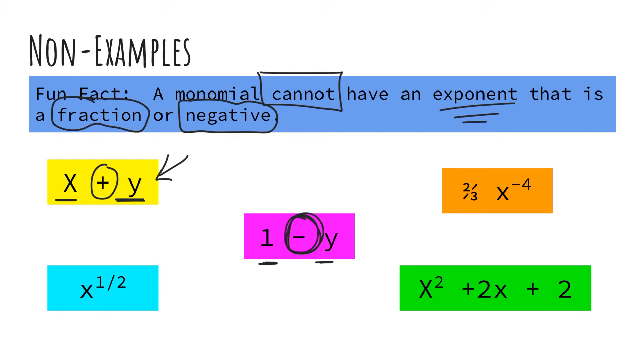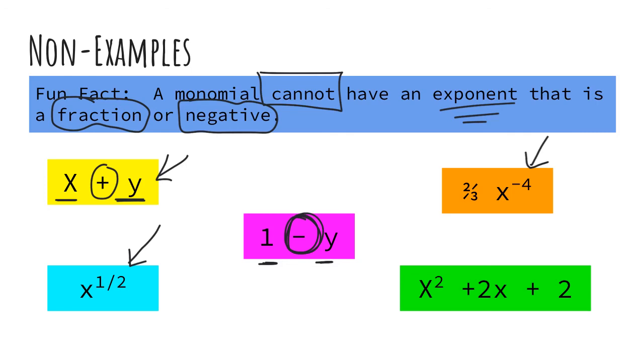In the orange box, we were good. We were so good until we got to this exponent. Monomials cannot have negative exponents. Same deal with the blue box. We were so good until that fraction showed up as an exponent. Monomials cannot have fractional exponents.